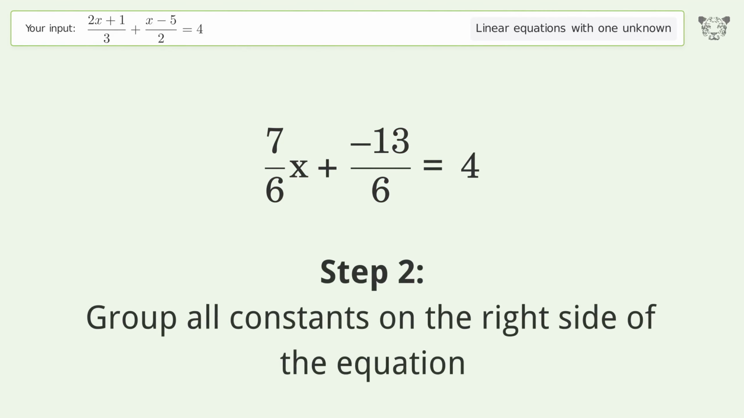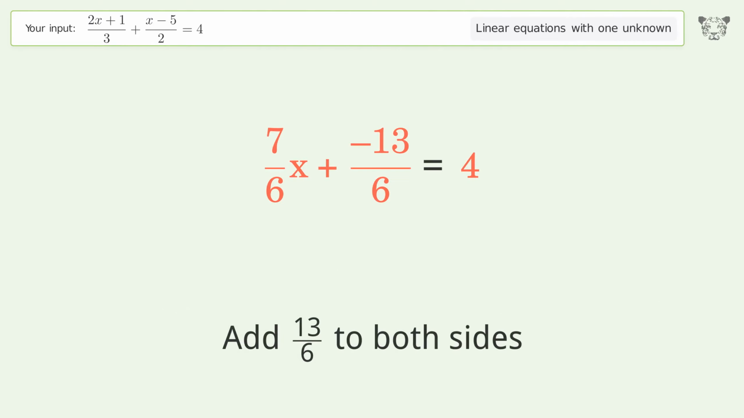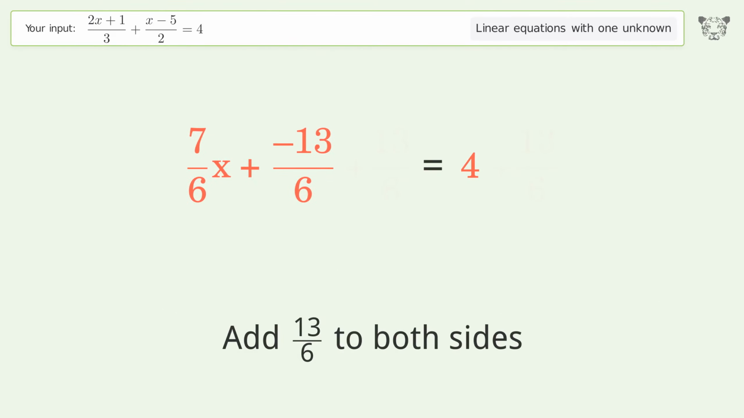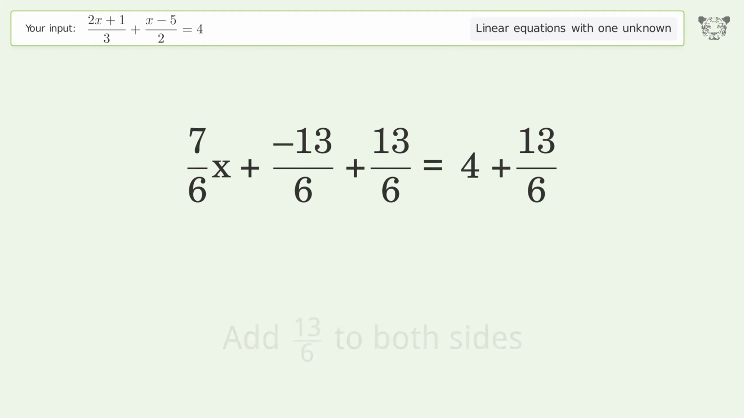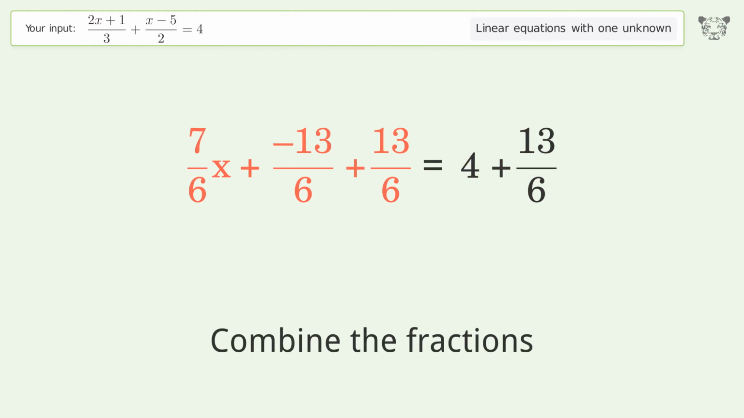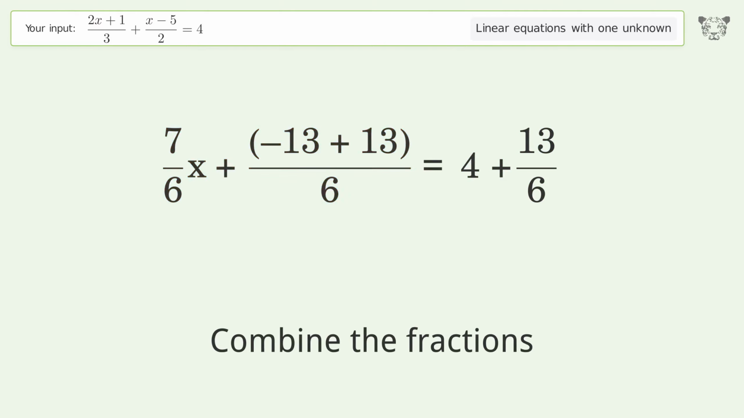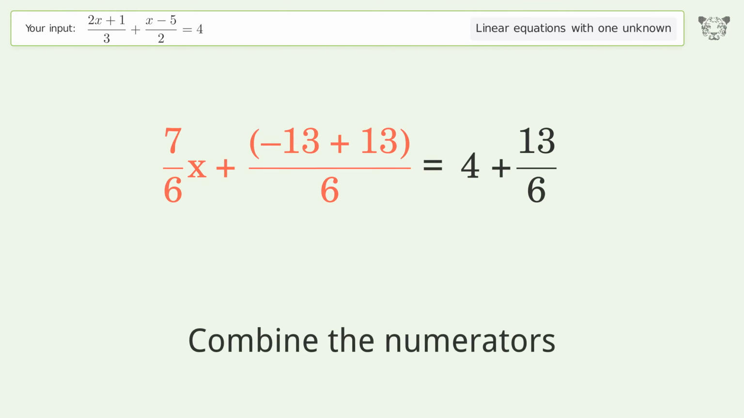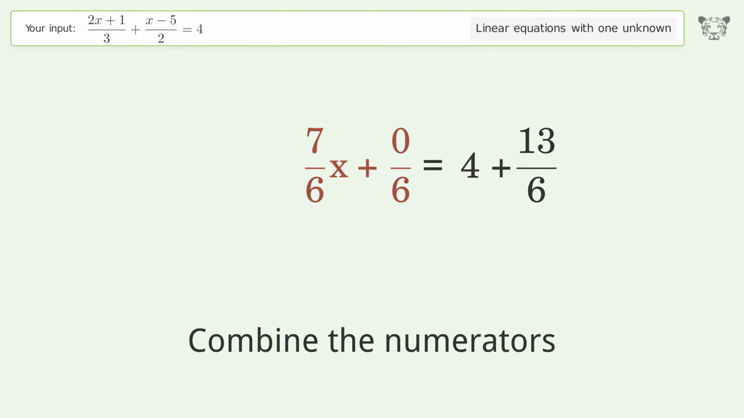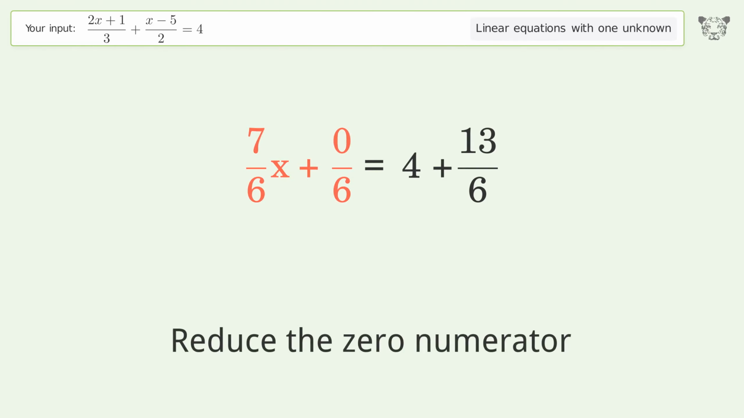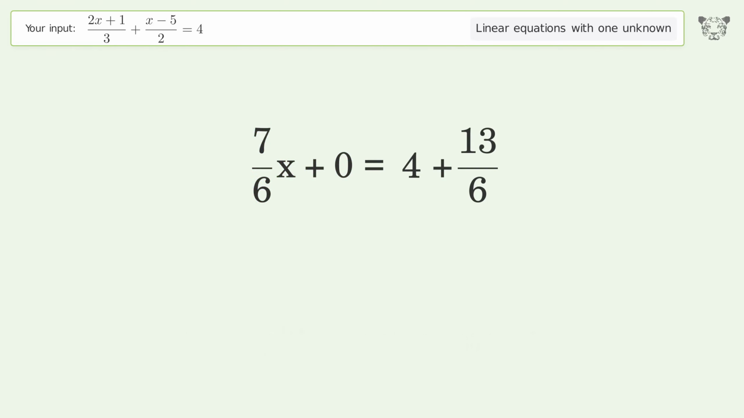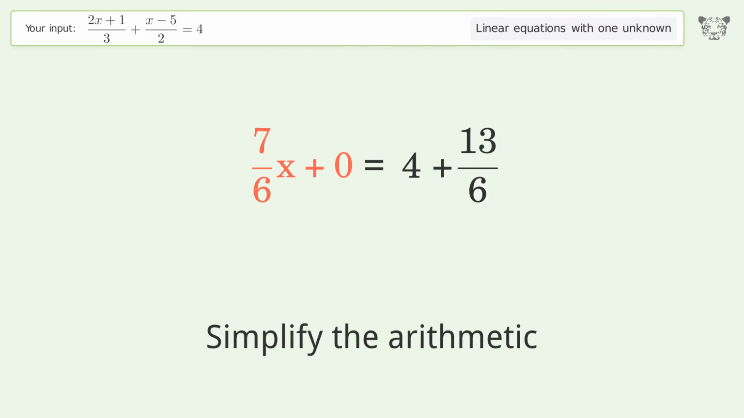Group all constants on the right side of the equation. Add 13/6 to both sides. Combine the fractions. Combine the numerators. Reduce the zero numerator. Simplify the arithmetic.